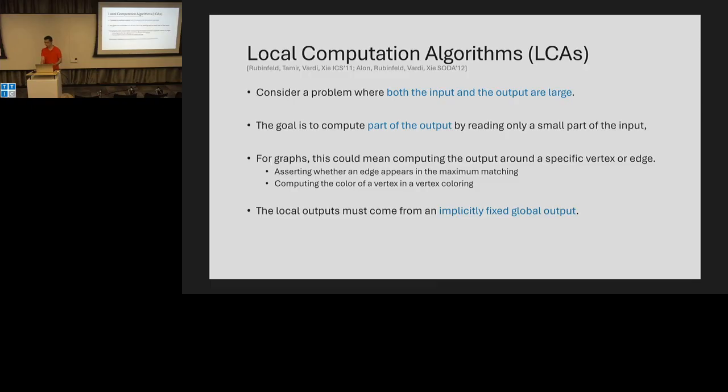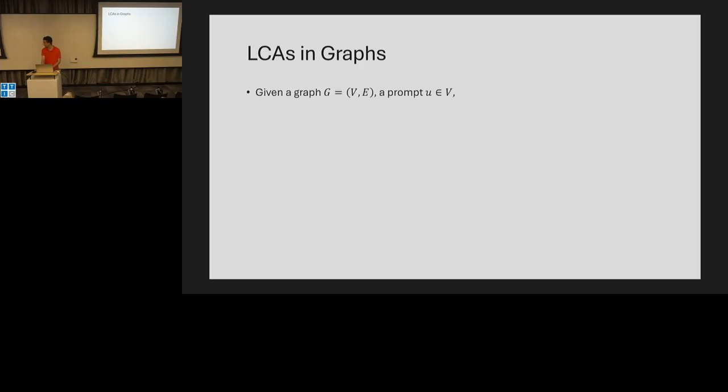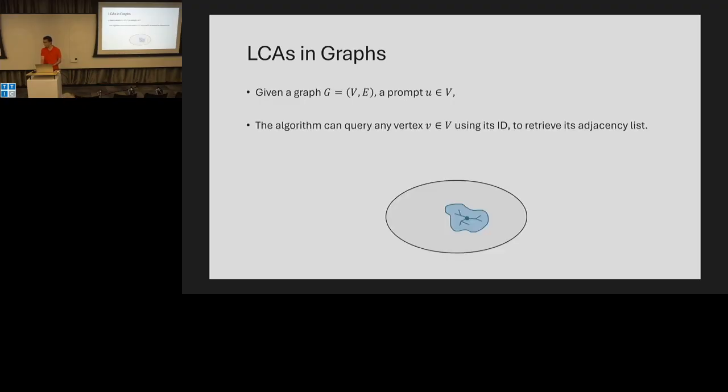And essentially what you want from the algorithm is that once its randomness is drawn, you want it to implicitly fix a global output. And what you want from the algorithm is to grant you query access to that output. So let's take a closer look at this. The algorithm is given a graph G and the prompt U which is a vertex, and it wants to compute the output on it. Then what it can do is read parts of the input.